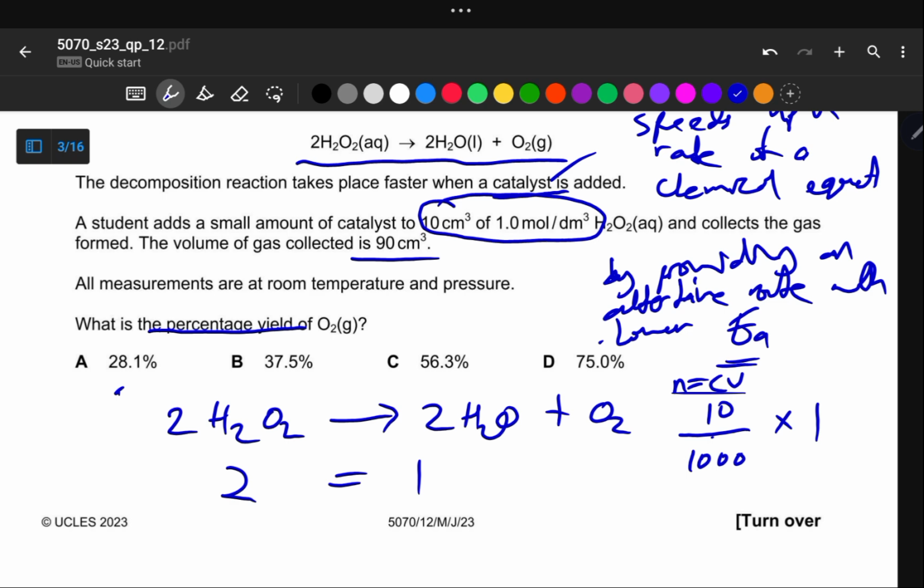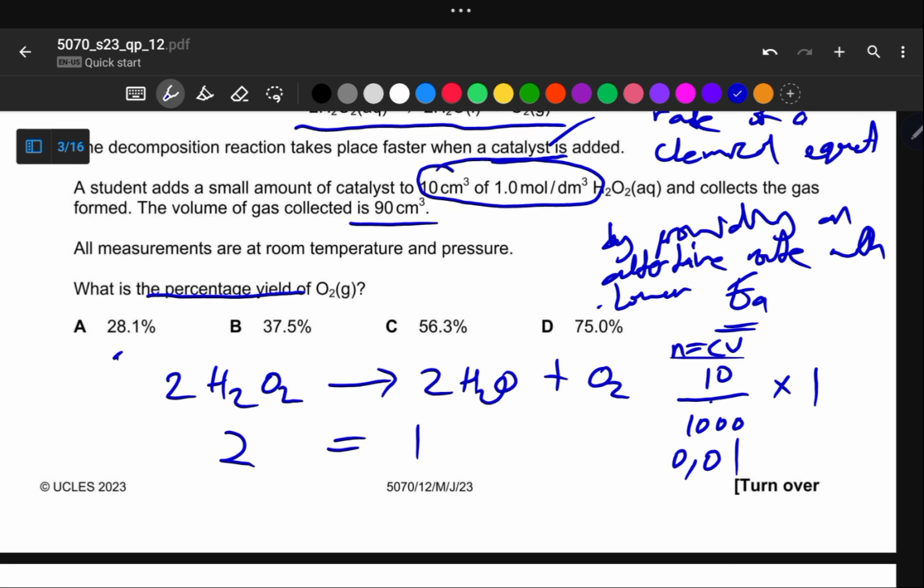So you can go straight to our calculator. 10 over 1000 multiplied by 1. So we are having 0.01, right? So these are the number of moles of hydrogen peroxide that reacted. So it's 0.01.